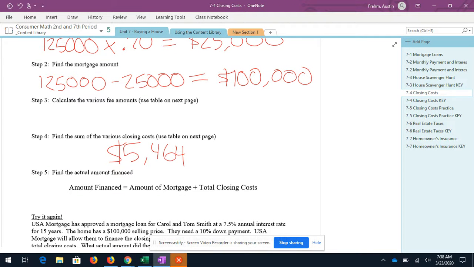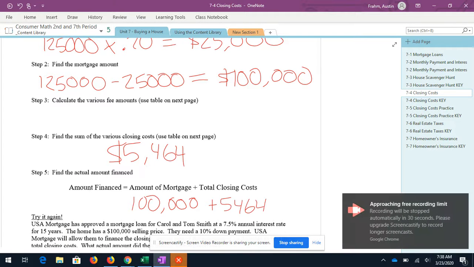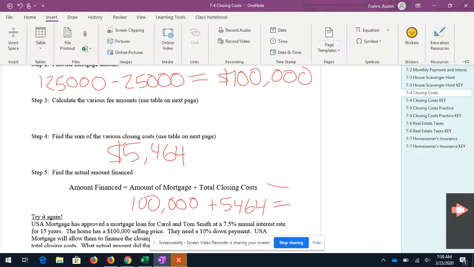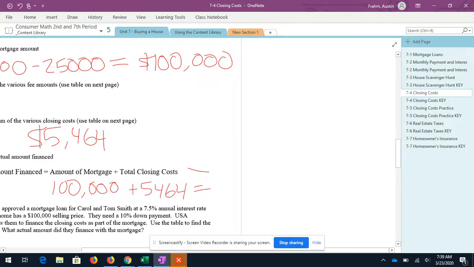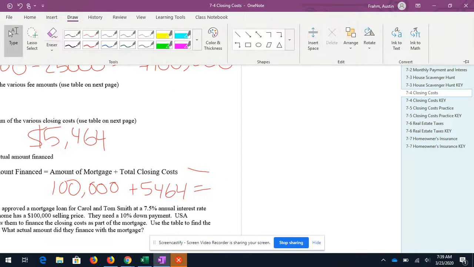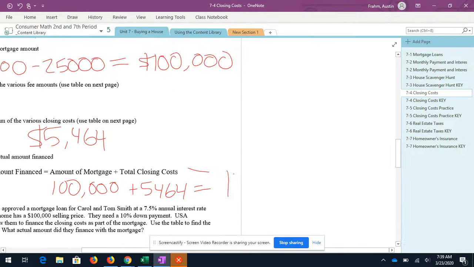Okay, and then the last step, to actually find the amount financed, we take the amount of the mortgage, which is our $100,000, and we add the total closing costs, which we just found, which is $105,464. So we're going to do the same thing in the next problem.